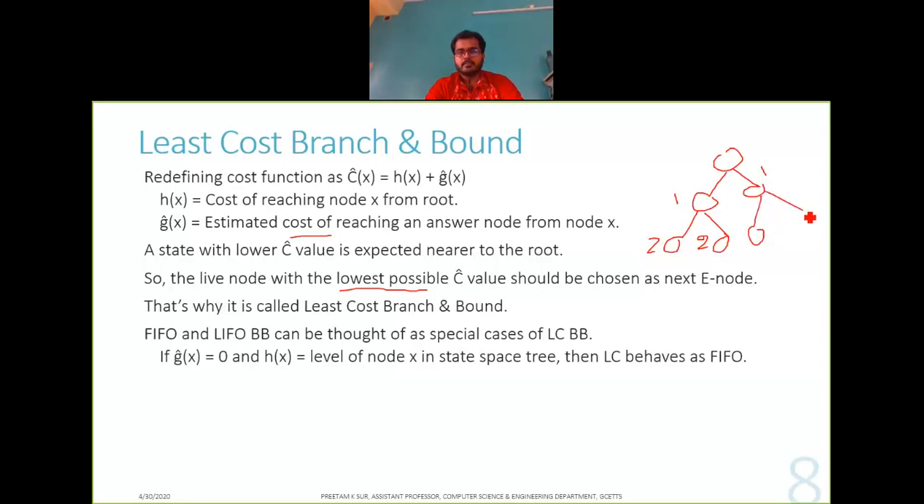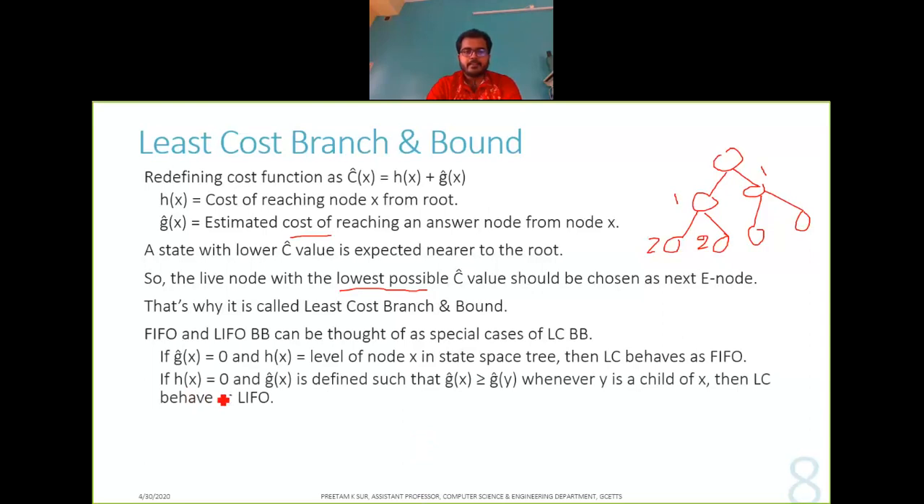So you can see that whenever you have g cap x as 0 and h(x) as the level of the node, it will explore the state space tree the same as FIFO branch and bound. And if h(x) is equal to 0, so you do not consider the level, the distance from the root node of the current node x, and g cap x is greater than that of y, whenever y is a child of x.